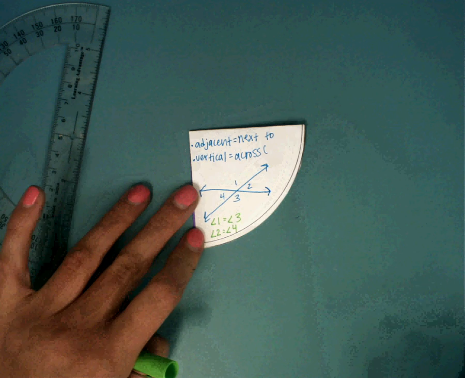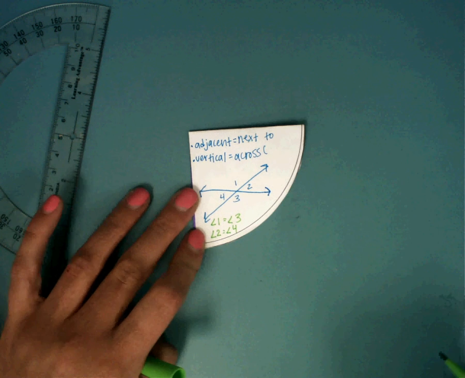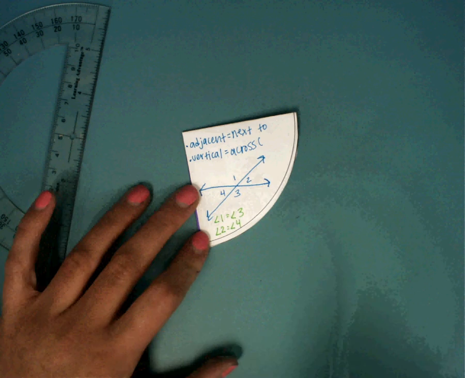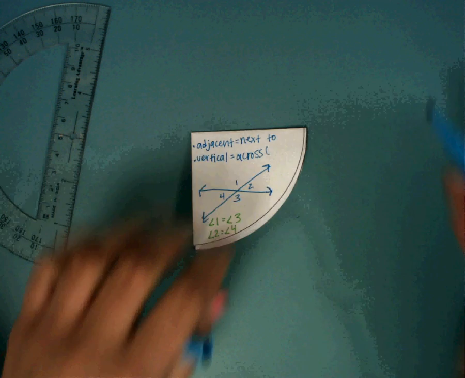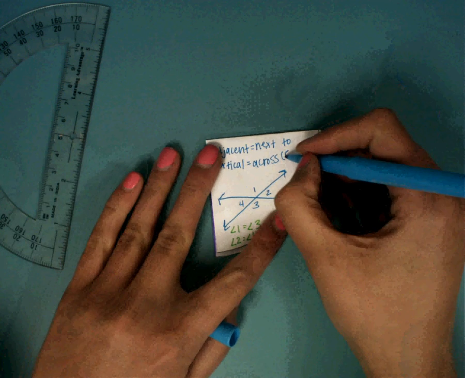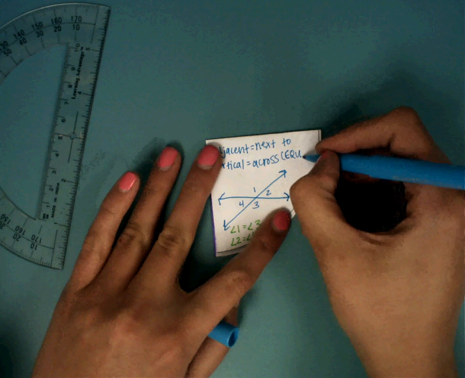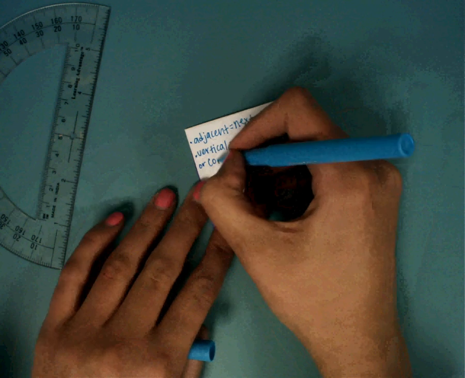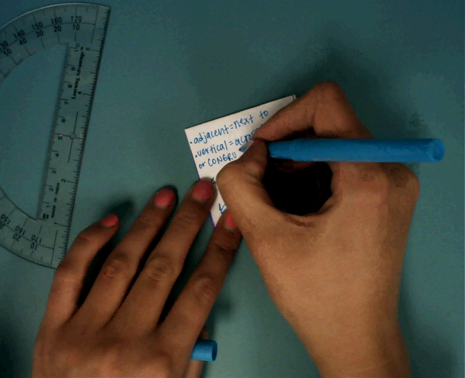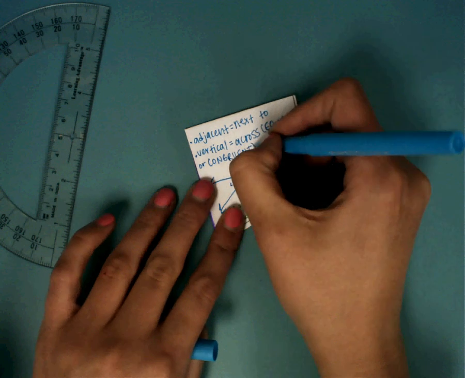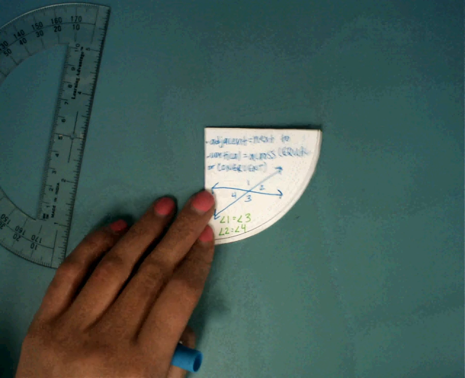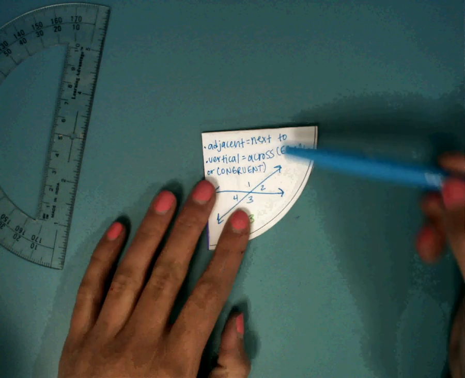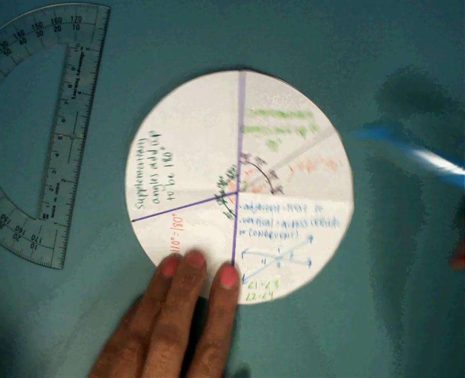All right? So let's put up here that vertical, which are across, these are going to be equal. Another word for equal would be congruent. Equal or congruent. So this is what we've talked about with adjacent angles, but I just wanted to give you a more specific definition for these.